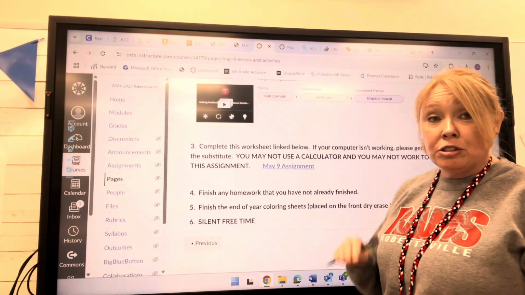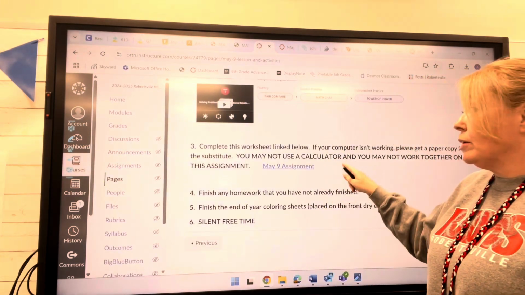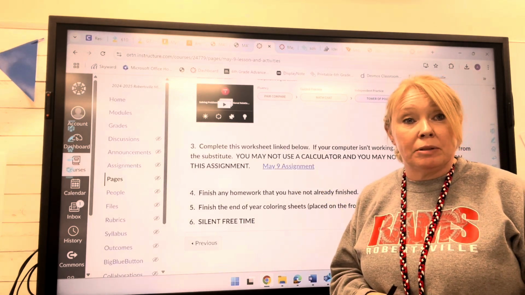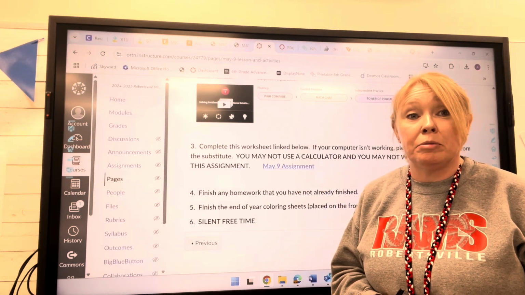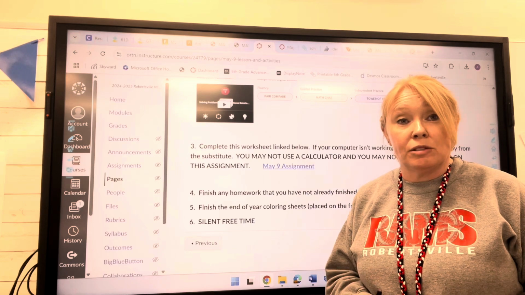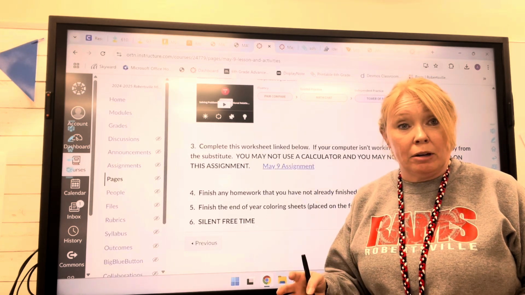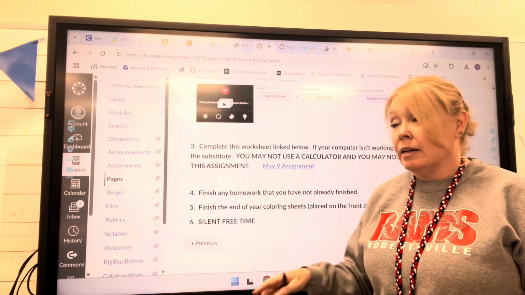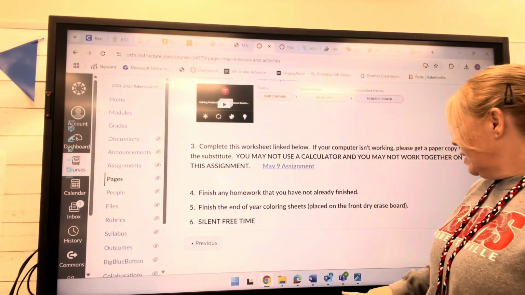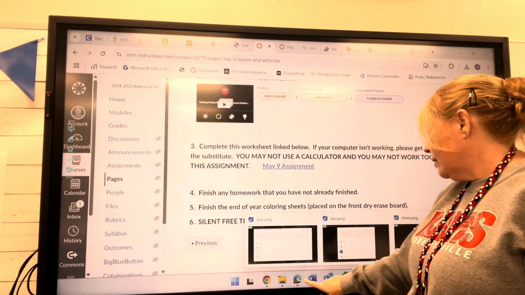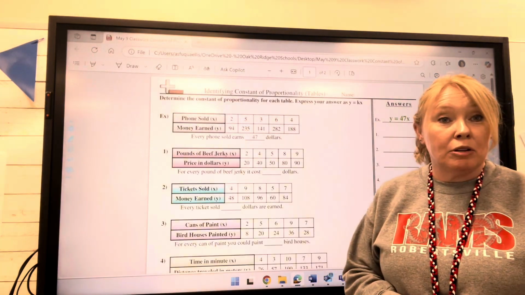Now, when you're finished with that assignment, you're going to complete this worksheet. I did leave a few paper copies with a substitute, but those are really only for people whose computers are not working or this will not load. So don't just take a paper copy because you don't want to do it online. If you will click that link and go to this assignment, here is what the assignment looks like.